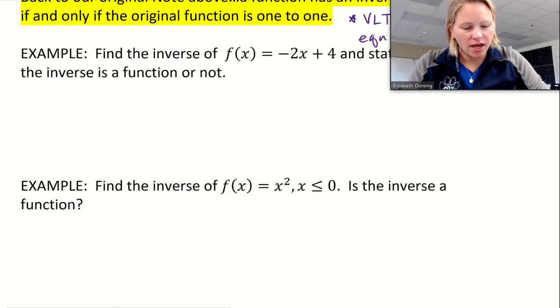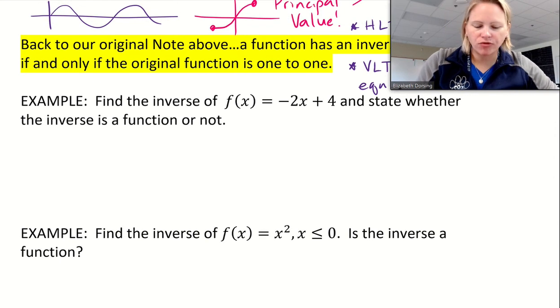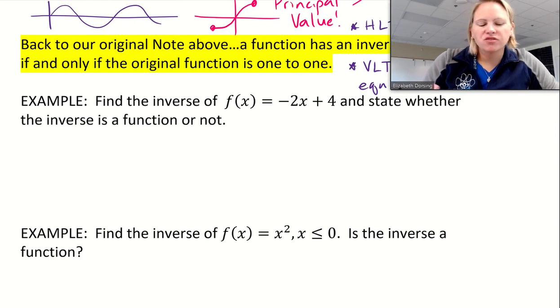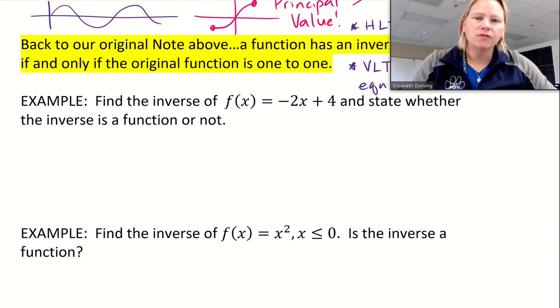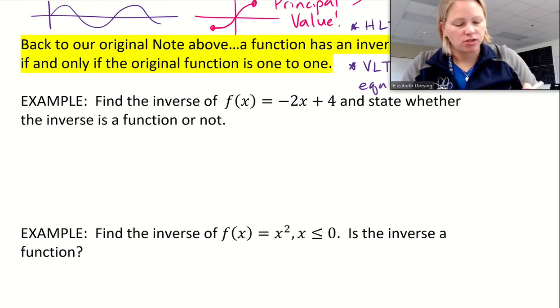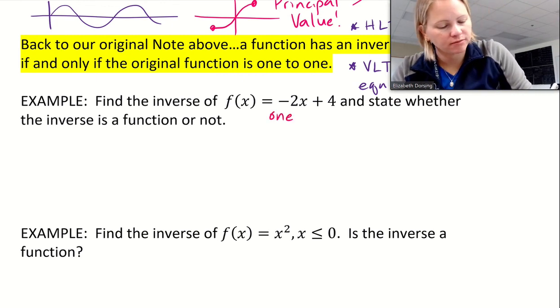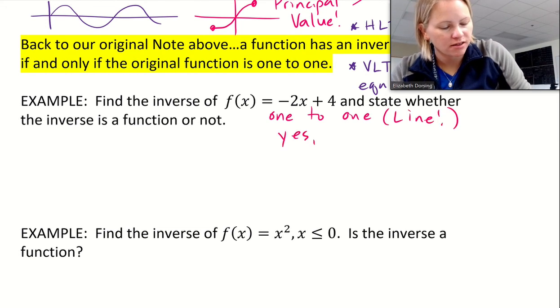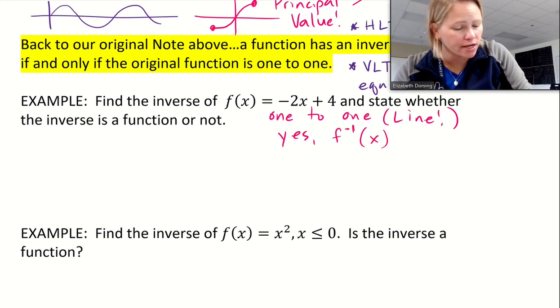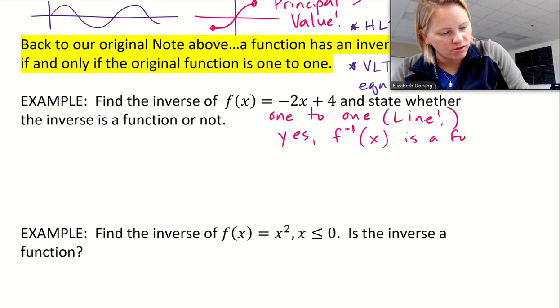But let's go ahead and see a few examples here before we leave off. Example 1 says, find the inverse of this equation and state whether the inverse is a function or not. So first off, this is the equation of a line. A line is always a function, and we learned earlier that a line will always be one-to-one. So this is one-to-one. The graph is a line. So yes, the inverse, and here's your notation for the inverse function, f to the negative 1, is a function.